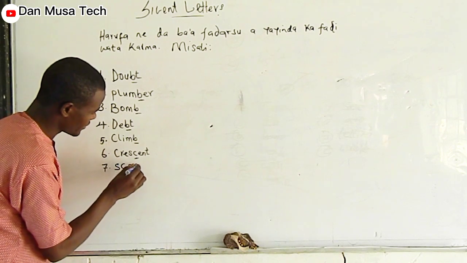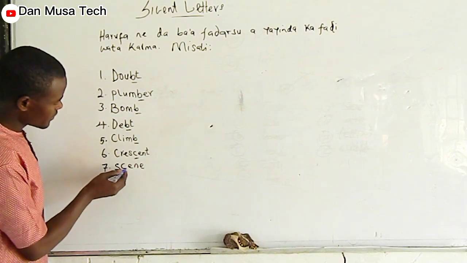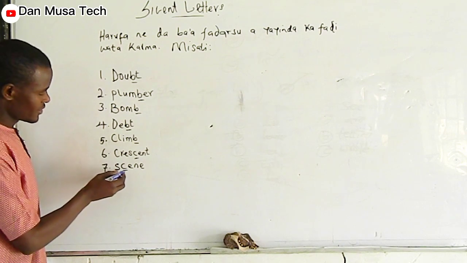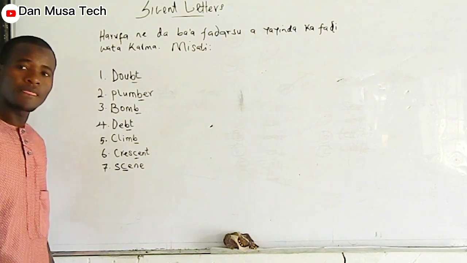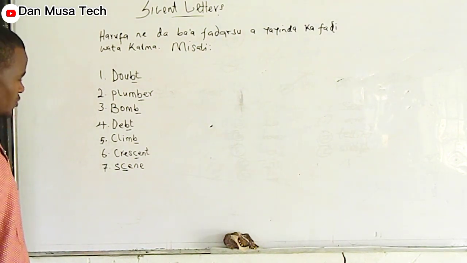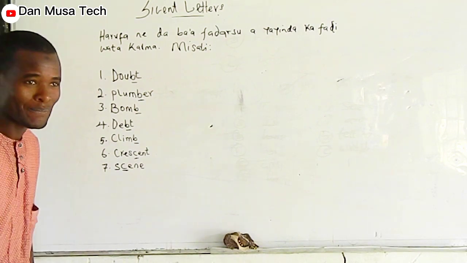S-C-E-N-E. Scene. So in scene, this C is silent. It can't be pronounced. Don't say skene. And then science.